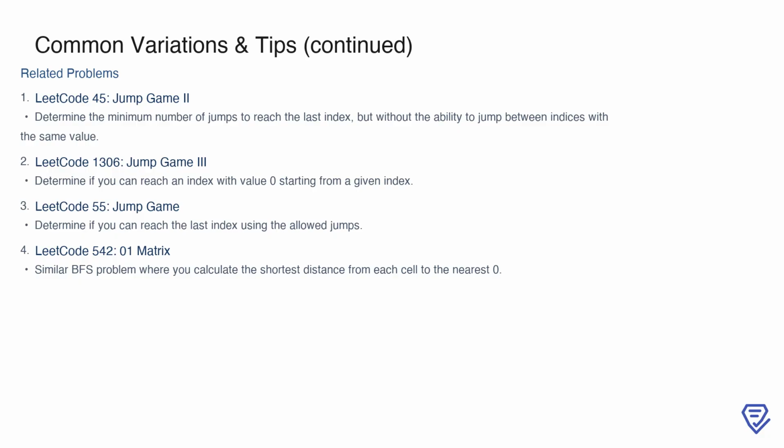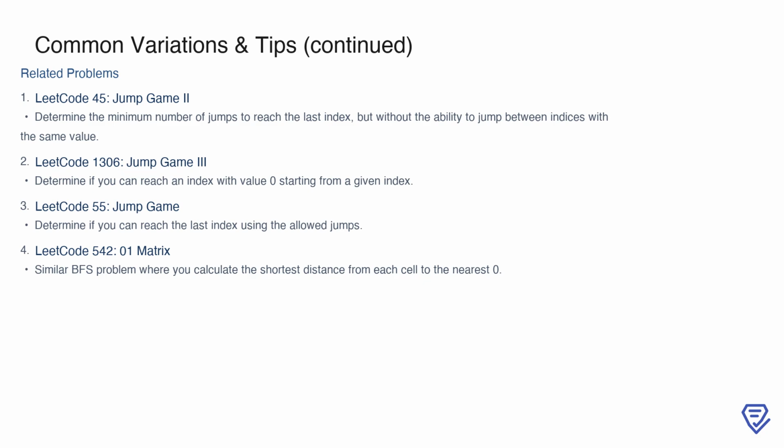For example, in LeetCode 45, Jump Game 2, the goal is to find the minimum number of jumps to reach the last index, but without the added complexity of jumping between indices with the same value. LeetCode 1306, Jump Game 3, asks whether it's possible to reach an index with a value of 0 starting from a given index, which also requires careful handling of valid jumps.